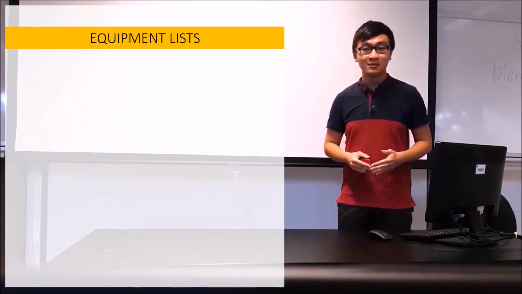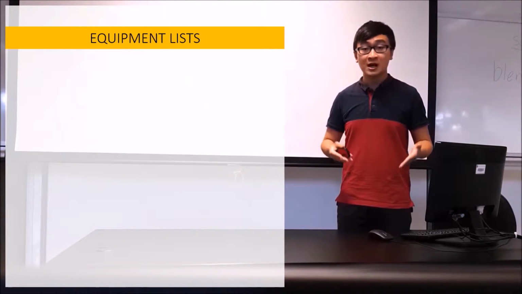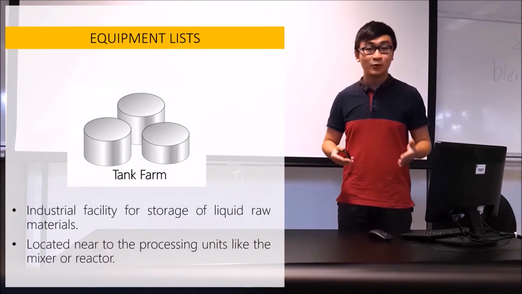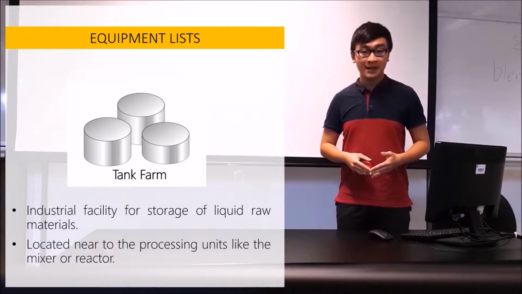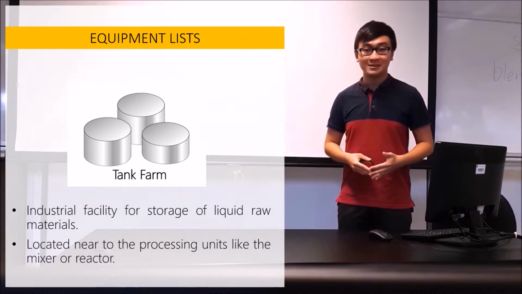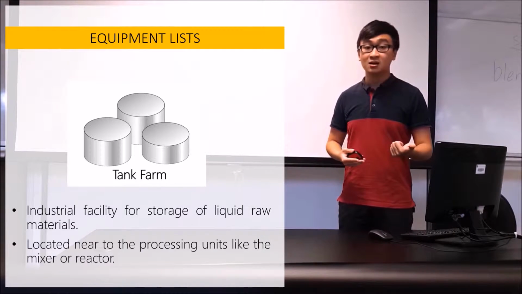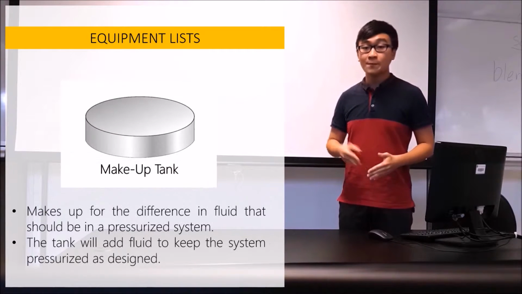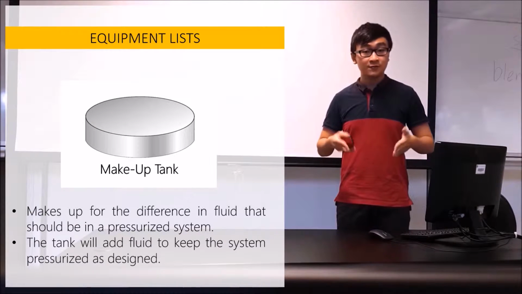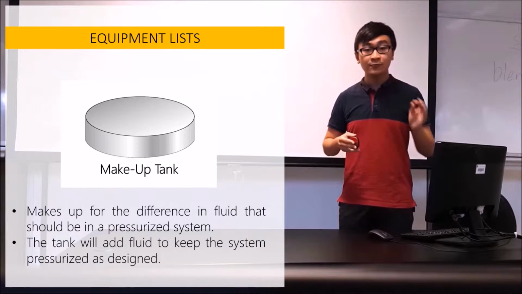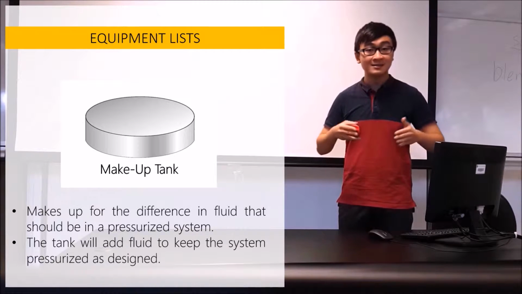Now, I would like to explain the equipment list in the pharmaceutical plant. There are several pieces of equipment listed below which are important to the pharmaceutical manufacturing process. First, we have the tank farm and makeup tank. A tank farm is an industrial facility for storage of liquid raw materials. It is normally located near the processing units like the mixer or reactor. While a makeup tank makes up for the difference in fluid that should be in a pressurized system. The tank will add fluid to keep the system pressurized as desired.